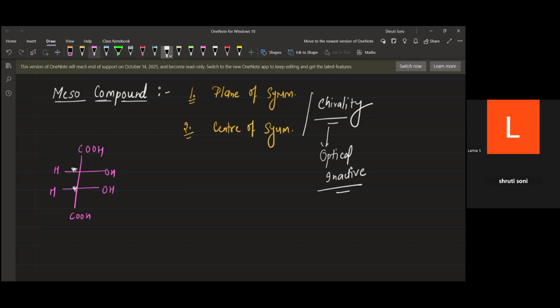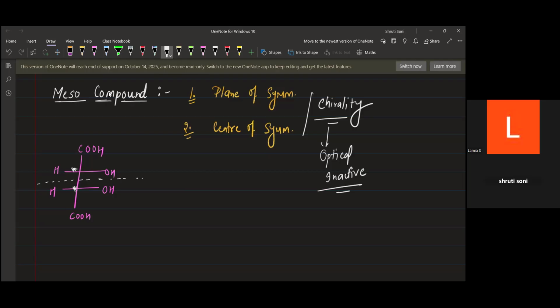Do you see any sort of plane in this case, any center of symmetry in this organic compound? Are you able to see that? Yeah, I am able to. Sorry, can you ask again? Okay. What is a plane of symmetry and what is a center of symmetry?